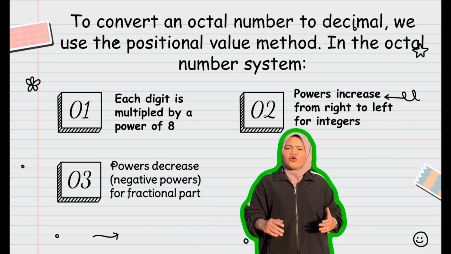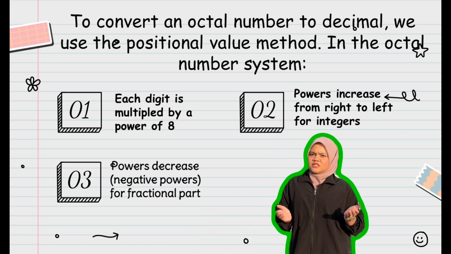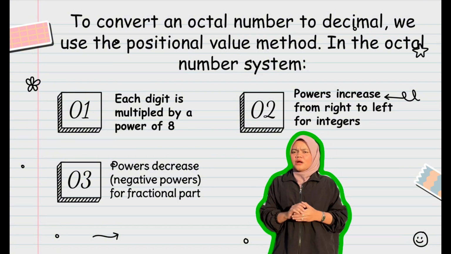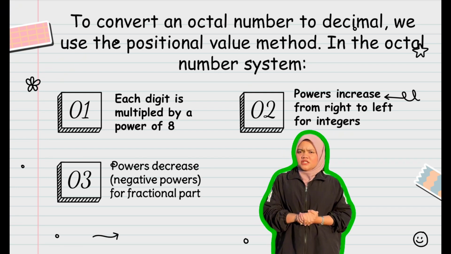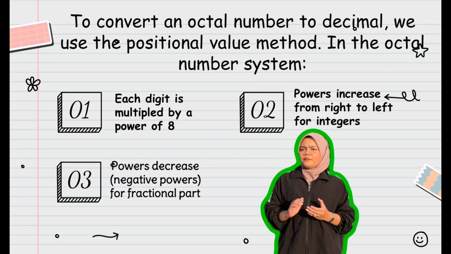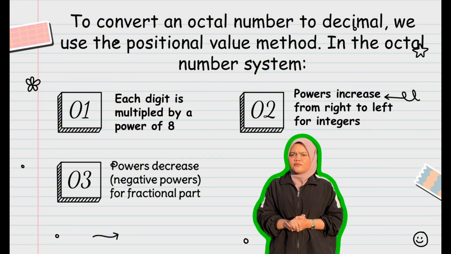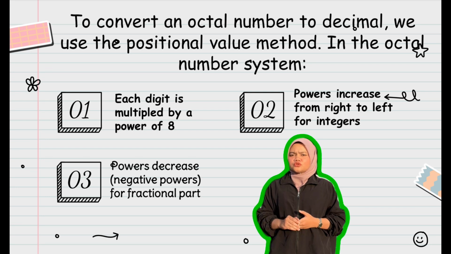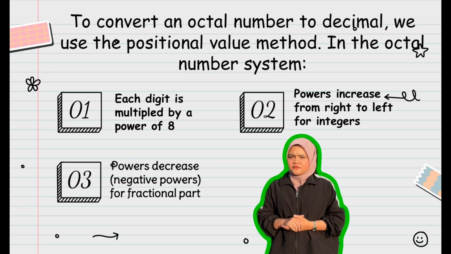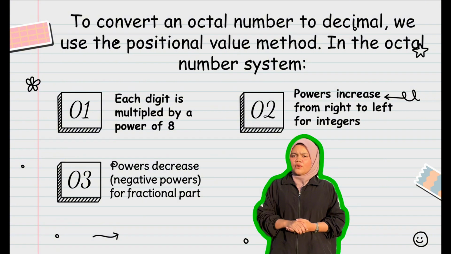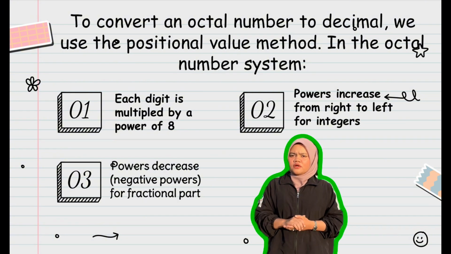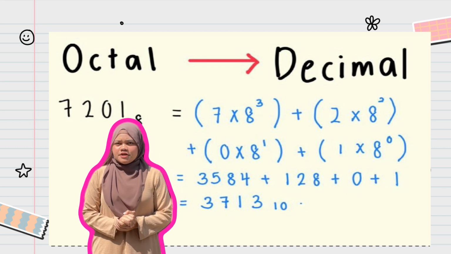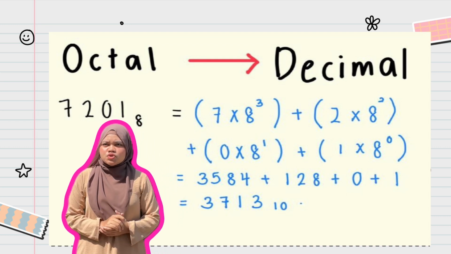Okay, to convert an octal number to a decimal number, we use the positional value method. In the octal number system, first, each digit is multiplied by a power of 8. Second, powers increase from right to left for the integer. Third, powers decrease, negative powers, for the fraction part. Okay, first I will convert the integer part, which is 7201.